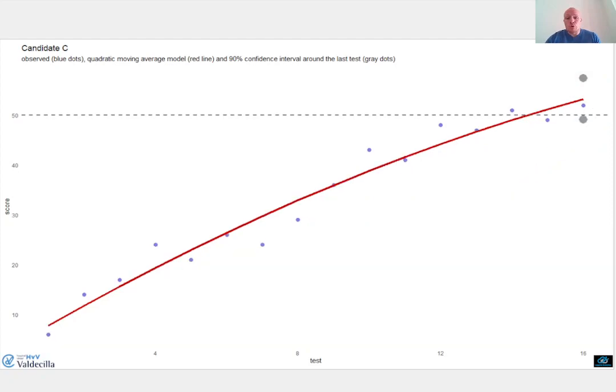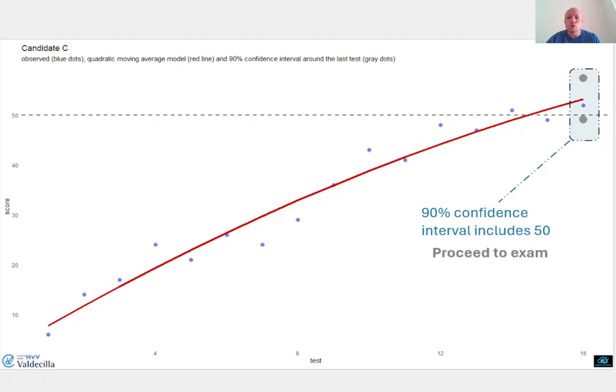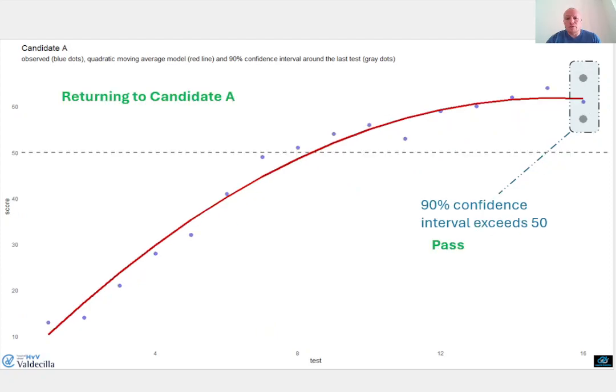The same story would hold for this type of candidate who does demonstrate a performance just above 50 in 2 of the last 3 tests, but not to such an extent that the 90% confidence interval excludes 50. In other words, here too we have insufficient evidence to reject the null hypothesis of 50, meaning this type of candidate should also proceed to the exam. Now, returning to candidate A, this type of candidate would not need to participate in that additional exam that candidates B and C would have to participate in.